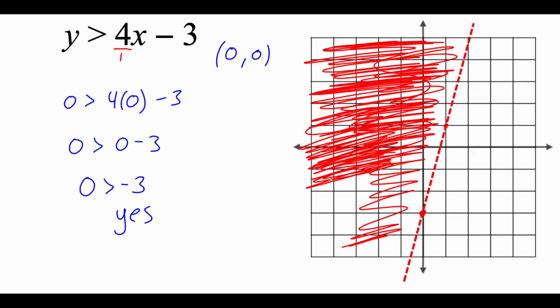So what's happening is every single point on this half of that boundary line would work if we plugged in the ordered pair to our original inequality.